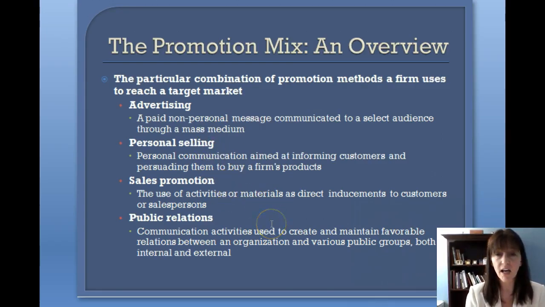Sales promotions, and that includes products being put on sale. It includes coupons. It includes anything used as an inducement to get people to buy.